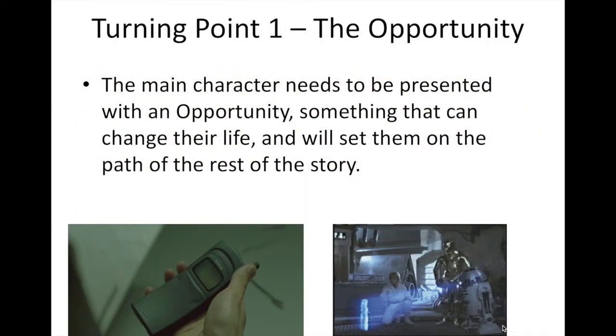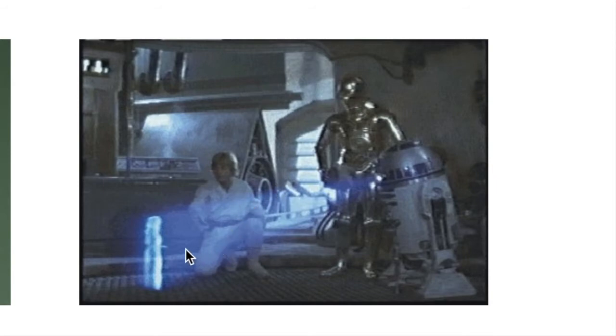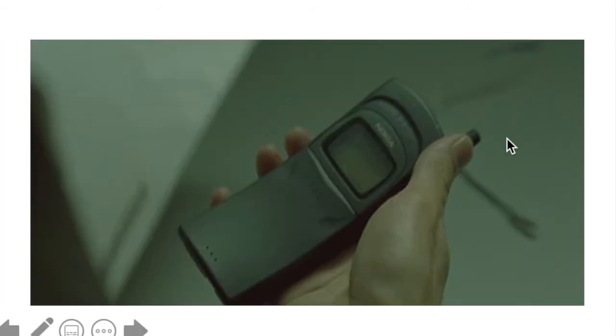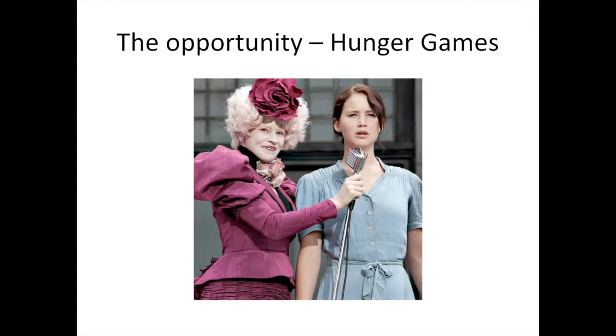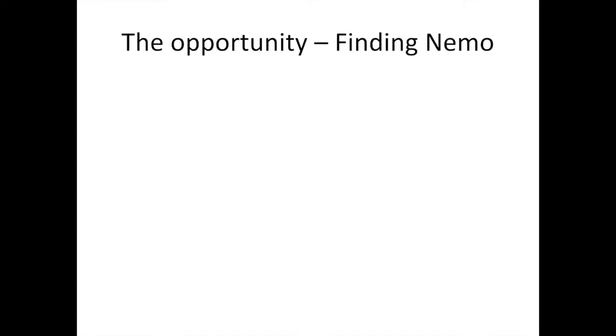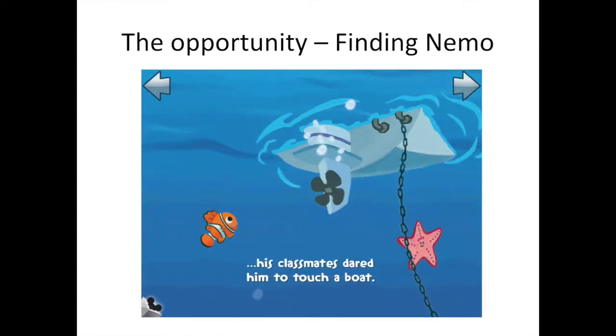But then something happens. You have your first turning point. Turning point 1, the opportunity. The main character needs to be presented with something. Something new needs to come into their life and set them on a new path for the rest of the story. In Star Wars, he gets the message from Princess Leia. In The Matrix, he gets the mysterious phone call saying he needs to get out of there right now. In The Hunger Games, the new opportunity is that she joins the Hunger Games. She becomes a tribute. In Finding Nemo, he goes up and touches the boat and then gets picked up and taken away. So it's setting the story off on its new direction.